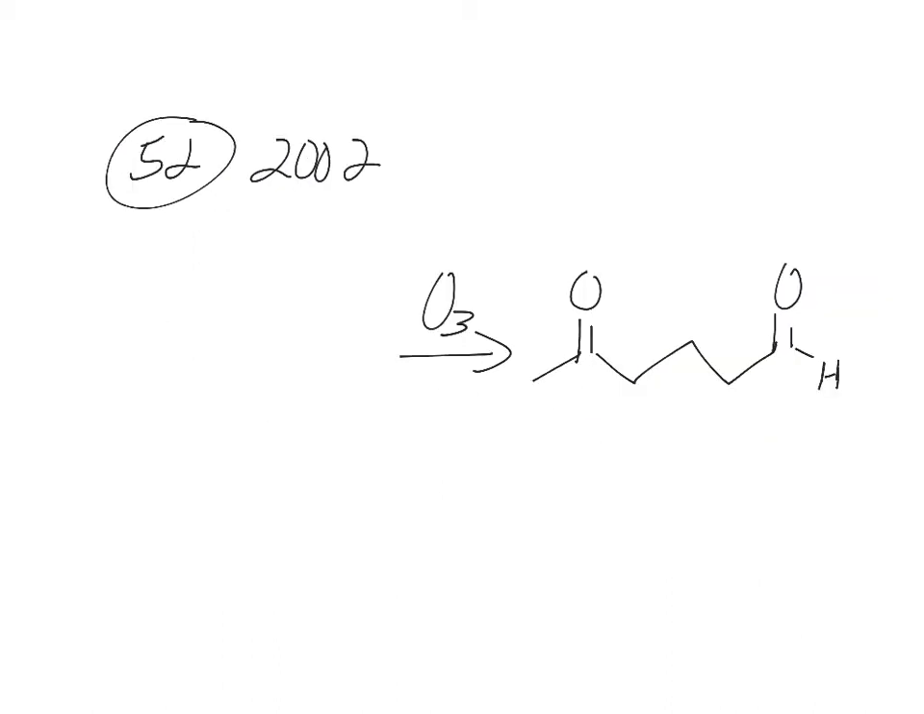Right, 52 in 2002. It's an ozonolysis reaction. It's asking you what the product of this reaction is, what's the starting material? It gives you the product. First thing you've got to do here is number your carbons. 1, 2, 3, 4, 5, 6. So it's a 6 carbon piece. So whatever molecule this came from, the starting material, also had 6 carbons. Notice there's only one thing.